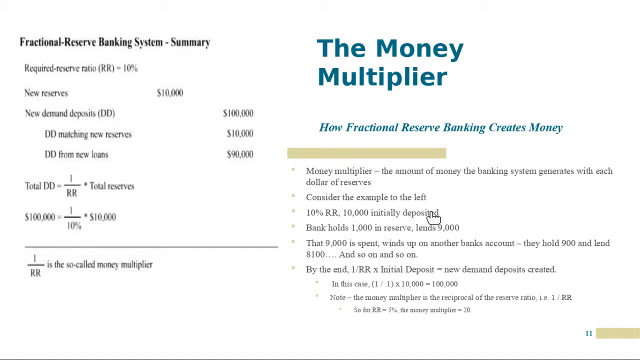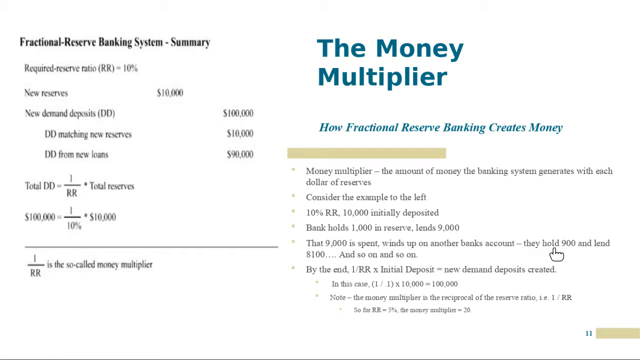Consider the example on the left. So what happened? How did we get from a $10,000 deposit to $100,000 in reserves? The answer is, with a 10% reserve ratio, $10,000 is initially deposited. The bank holds $1,000 in reserves and lends $9,000 out. Okay, that makes sense. When that $9,000 is spent, it winds up in another bank's account.